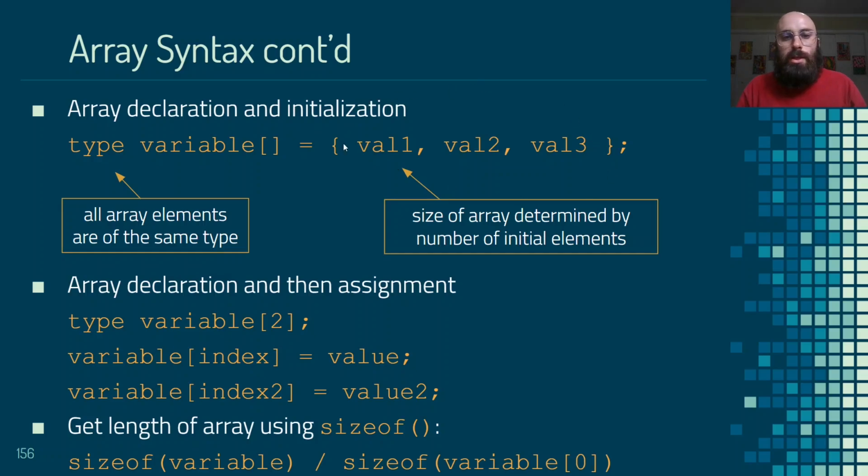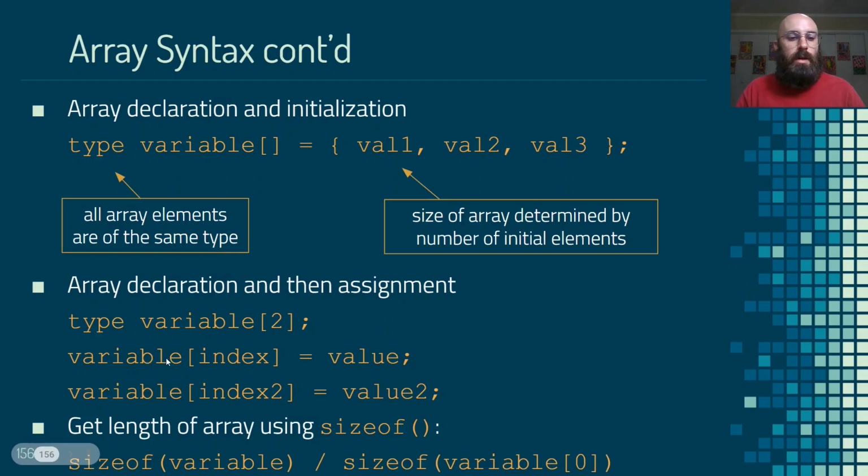So these are going to be the initial values that we're setting it to. We put these inside of curly brackets and we separate them with commas, and it's going to infer that the size of this is 3 because there are 3 initial elements inside of there. If we want to do an array declaration and then an assignment, we can say the type, the variable name, and then its size, and then make the assignments after the fact.